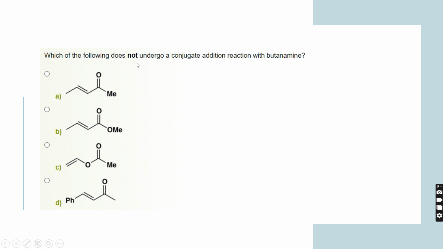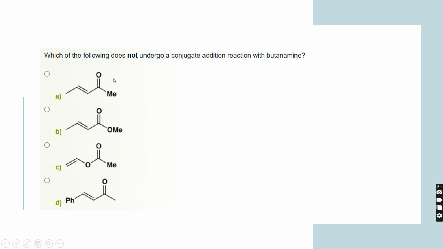So out of all these 4 substrates, which one will not undergo conjugate addition, like in which substrate butanamine will not add in 1,4 fashion? Let us see. To get added in 1,4 fashion, the double bond of an alpha beta unsaturated ketone or maybe alpha beta unsaturated ester, that double bond must be electron deficient.